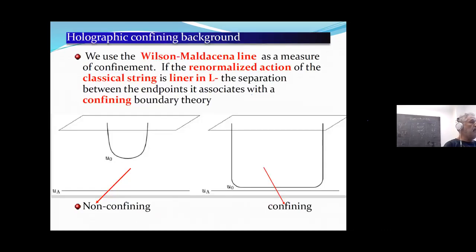Okay, so step 1, we use the Wilson-Maldacena line as a measure of confinement. If the renormalized action of the classical string is linear with the length, as it is here, then one can show that it corresponds to a confining boundary theory. For instance, in AdS itself, this will be the profile of this Wilson-Maldacena line, and of course, it's non-confining.